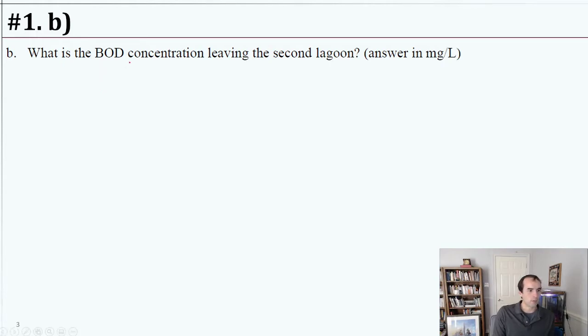Okay, part B says, what is the BOD concentration leaving the second lagoon? Okay, so we just had the first problem where we solved for the C1 here. Now we have the second problem asking, okay, well, what's the C2? In this case, we've got V2, the same reaction, it's well mixed. And so we're going to do the same exact thing. We just derived the same math, so C2 is going to be equal to C1 divided by 1 plus theta 2 times K.